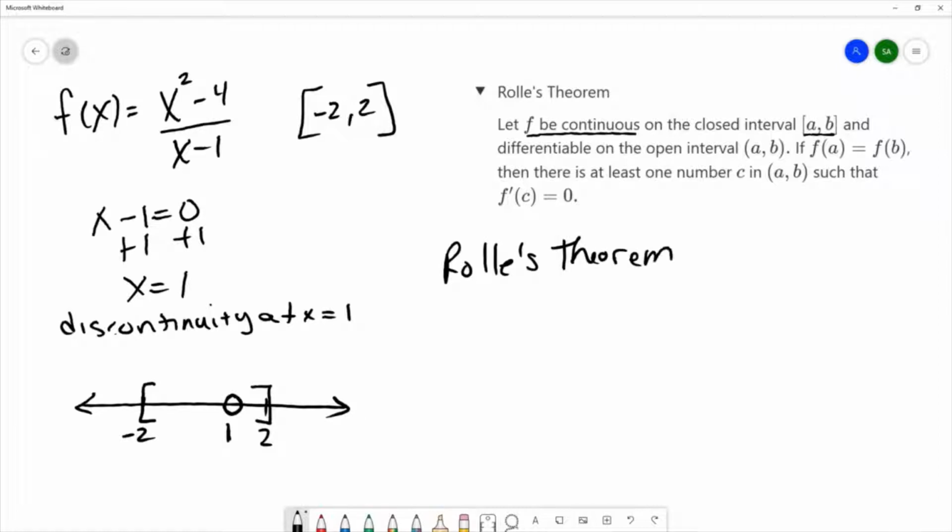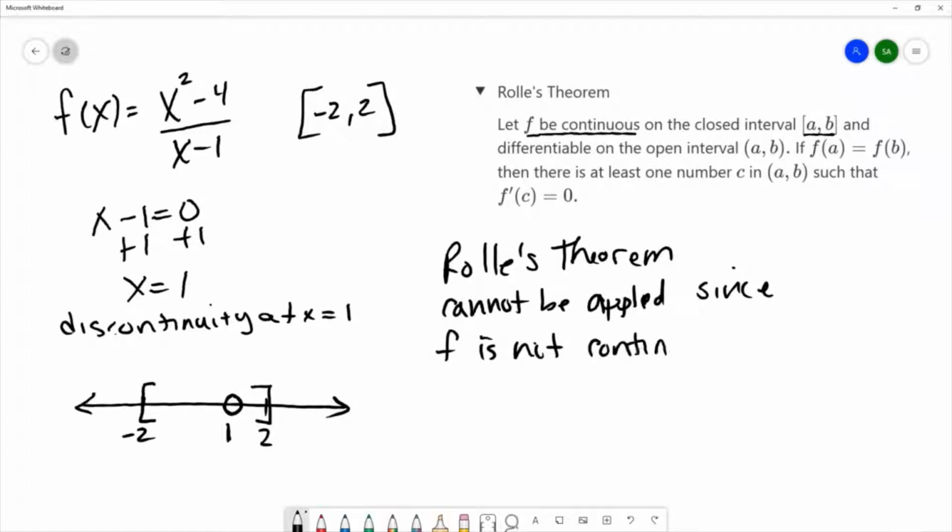Rolle's theorem cannot be applied since f is not continuous on the interval -2 to 2. So that stops us from continuing with the rest of the theorem. The first condition is not met, so Rolle's theorem does not apply.